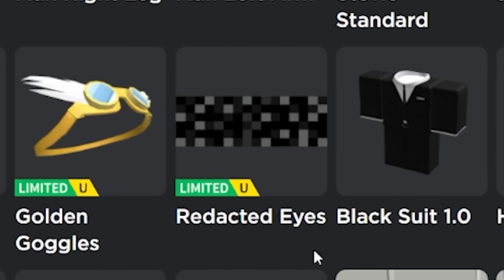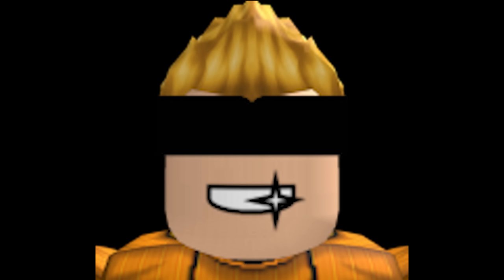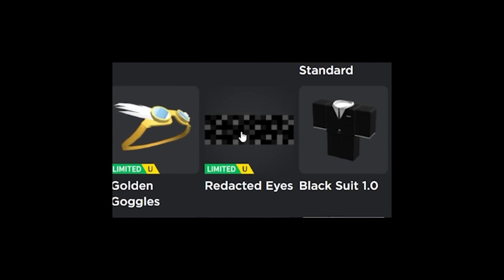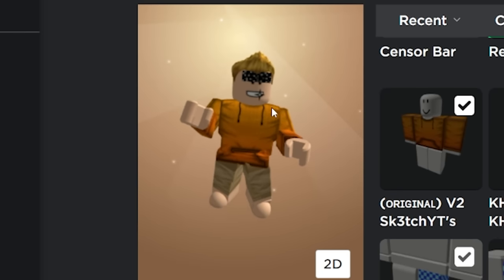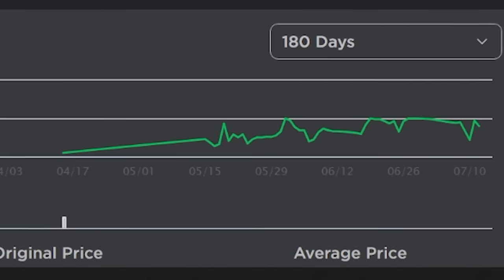Next up, we got Redacted Eyes. The only reason I got this one is because it kind of reminds me of the sensor bar I wear on my character. However, it does not fit your face correctly. I mean, look at this, man. This doesn't even fit at all. It's way too high. It's not big enough. It's all over the place. It's a disaster.